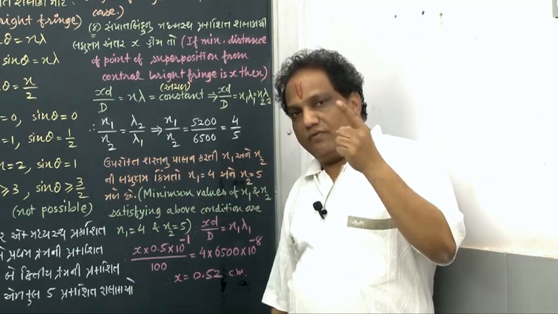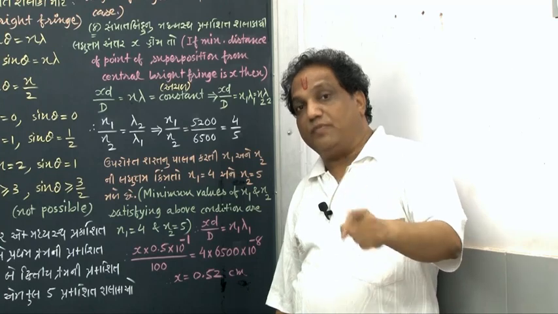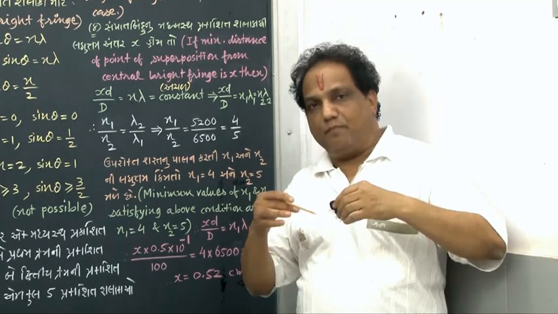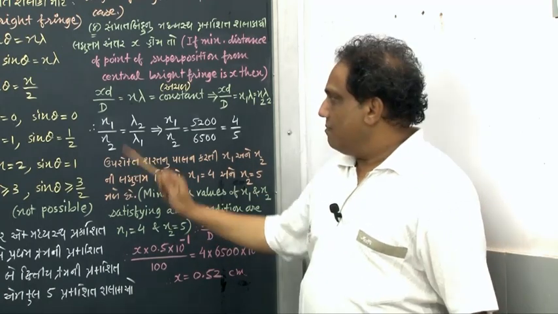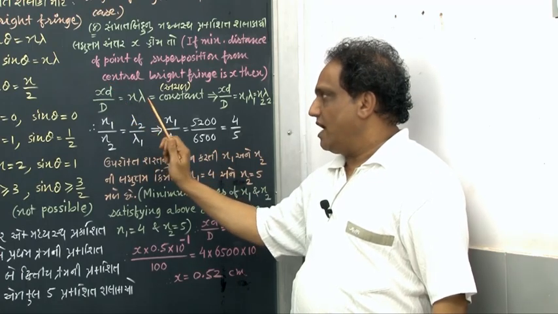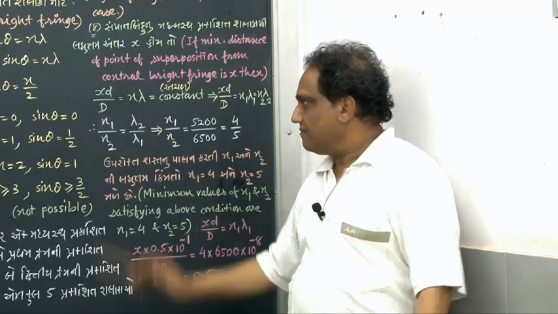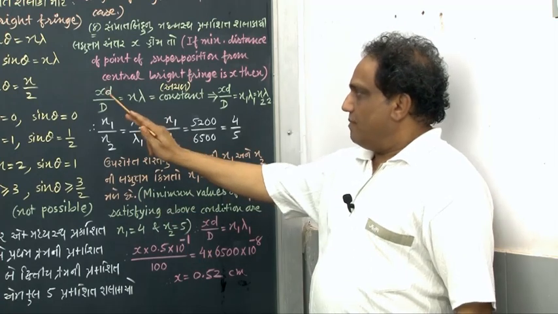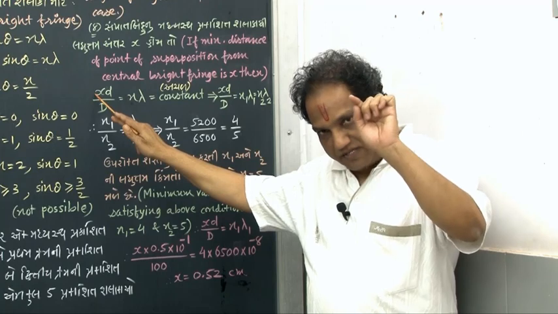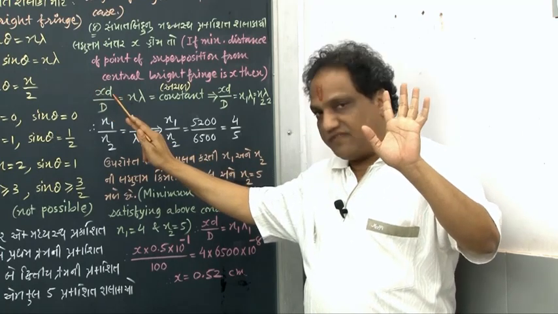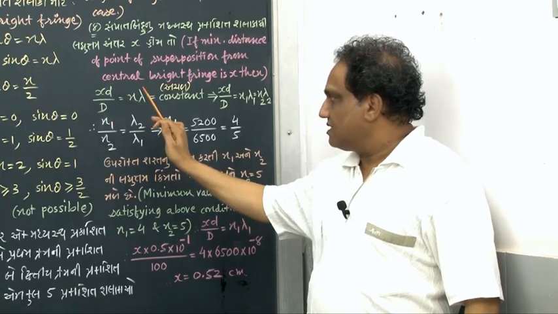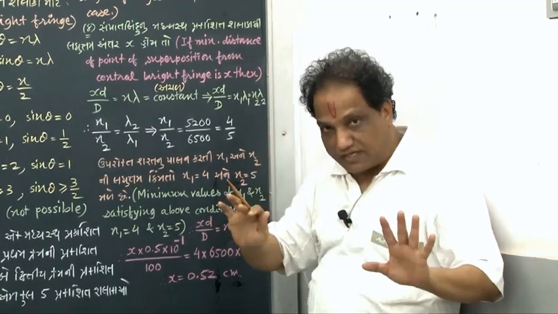Tell me, for bright fringe intensity should be maximum, this interference should be constructive, and path difference should be equal to n lambda. Path difference is xd upon D, and that should be equal to n lambda. Okay, fine. Now tell me, because x is the distance of a given point from the central bright fringe, it is fixed, small d is fixed, capital D is also fixed. Because this left hand side is constant, this right hand side also must be constant.